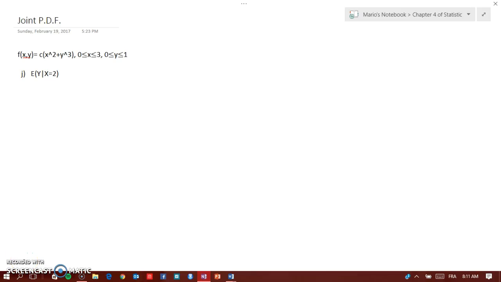Okay guys, so we have done some other examples where we had to do a marginal PDF, and now we are to find the expected value of a conditional probability. If you remember, I'm going to give you the answer for the marginal of x, which is f of x equals 4 over 39 x squared plus 1 over 4. This is for this problem.